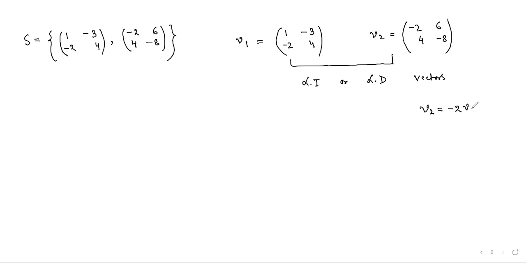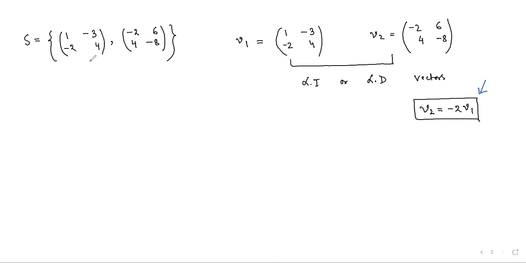Now, since this is a very easy example, you can easily check it. But what is the rule? How can you solve it? How can you find it out? What will you do, sir? You will choose A1 V1 plus A2 V2 equal to 0.